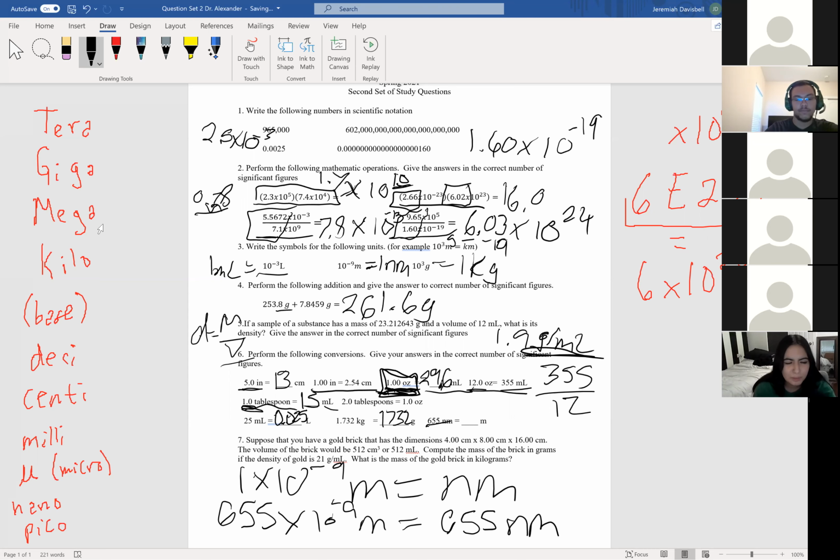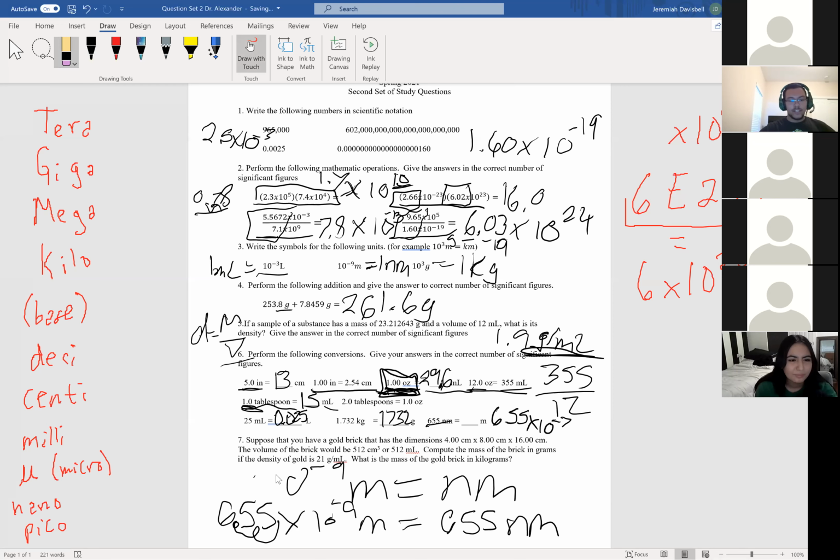You need to move the decimal. Right. So 1, 2. So it will become 6.55 times 10 to the what? Negative 7. Negative 7 meters. Perfect.